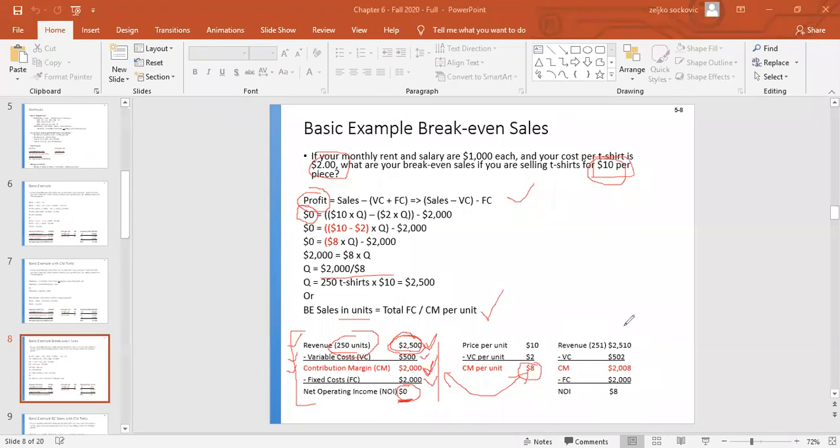Contribution margin. So again, the format is very helpful. Again, if you sell one more unit, 251 units, what will your profit be? New profit will be $8. Here it was 0. Here you will just add $8 to your profit, net operating income. Okay, so that's break even.